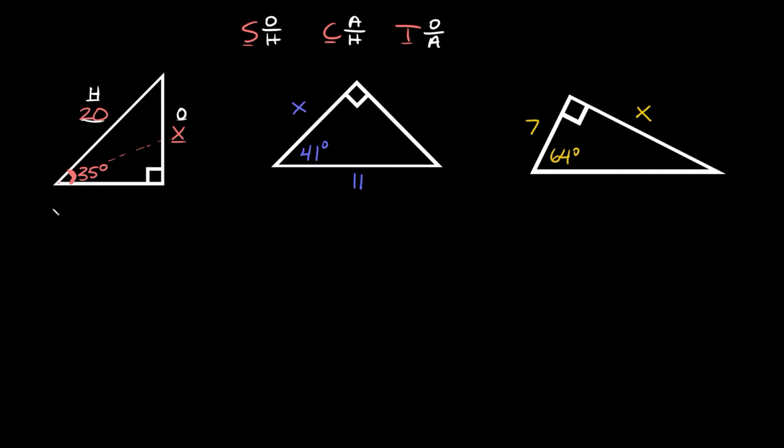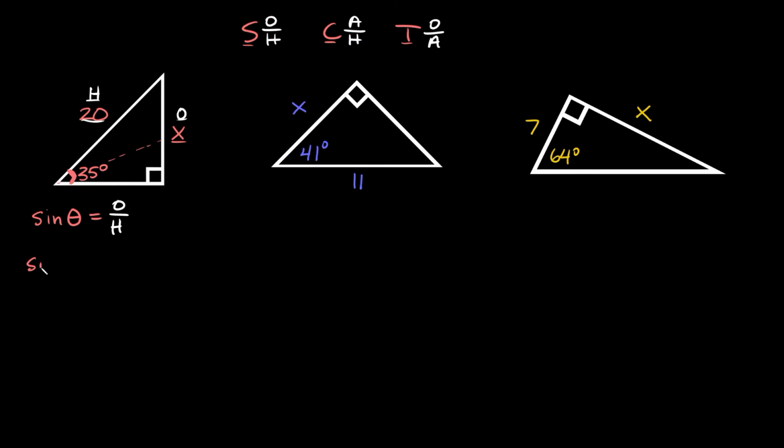The way that you set up your problem is by saying, here we're using sine. So we're going to say sine of the angle that we're given, and you'll often see this symbol right here, that's just theta, is equal to the opposite side over the hypotenuse. So that's our equation that we're going to use. Now let's plug in what we know.